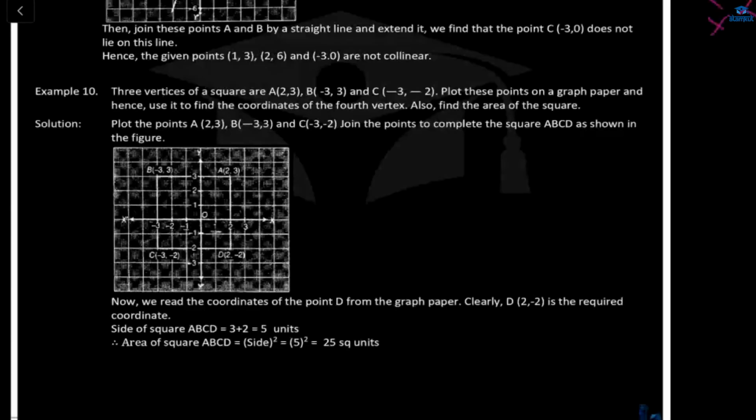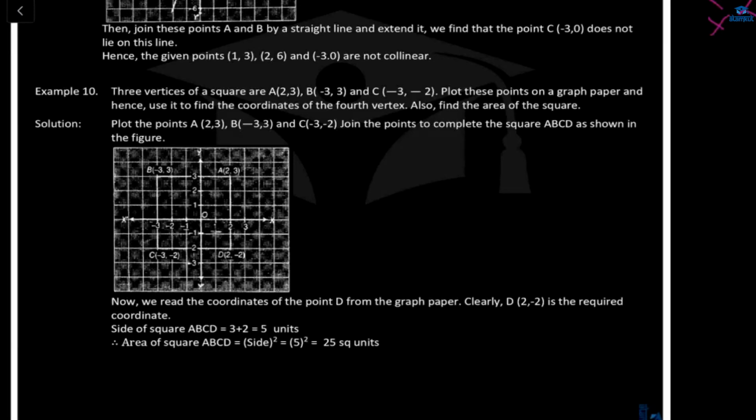Now, one last question of this topic. Simple plotting. Three vertices of a square. This time I'm not going to plot the points, but I will tell you, like the last part of this deck. Three vertices of a square are A (2, 3), B (-3, 3), and C (-3, 2). Now, three vertices of a square are given. Since it is a square, all four sides will be equal.